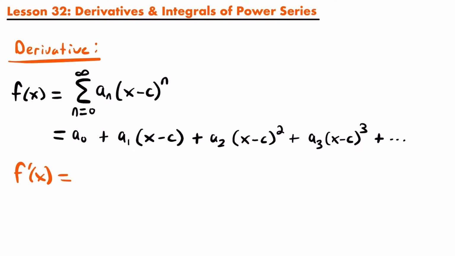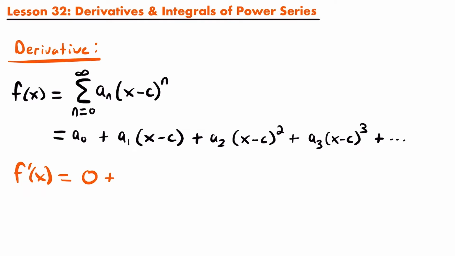Keeping that in mind, let's take the derivative of each of these four terms that we have written out for this general form of a power series. First off, we have a sub 0. The derivative of a sub 0 is just going to be 0 because that is a constant, and the derivative of a constant is 0. Now for our second term, it gets a little bit trickier.